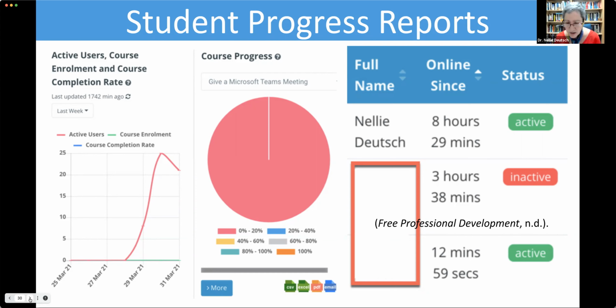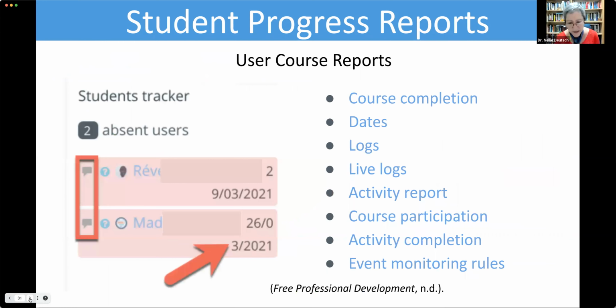So this is the kind of progress that you get. Notice the full name, online since. I can see if they're active, inactive. I can see their course progress, and so on. So this is available, for example, on a Moodle course. Go on. Just go through Moodle quickly, Ludmila. Okay, so notice in the progress, I can get course completion, dates, logs, also live logs, activity reports, course participation, activity completion, and event monitoring rules that I can add and get the information.